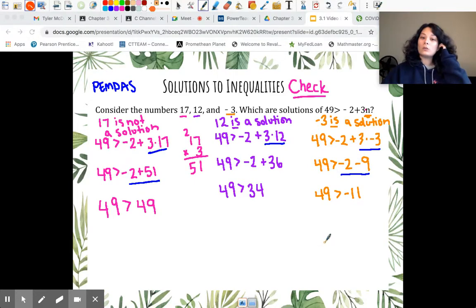So make sure that when you guys are doing problems like this, you're checking all of the values and you are doing a check. You're not solving. We're not solving yet. That's going to be in the next lesson.